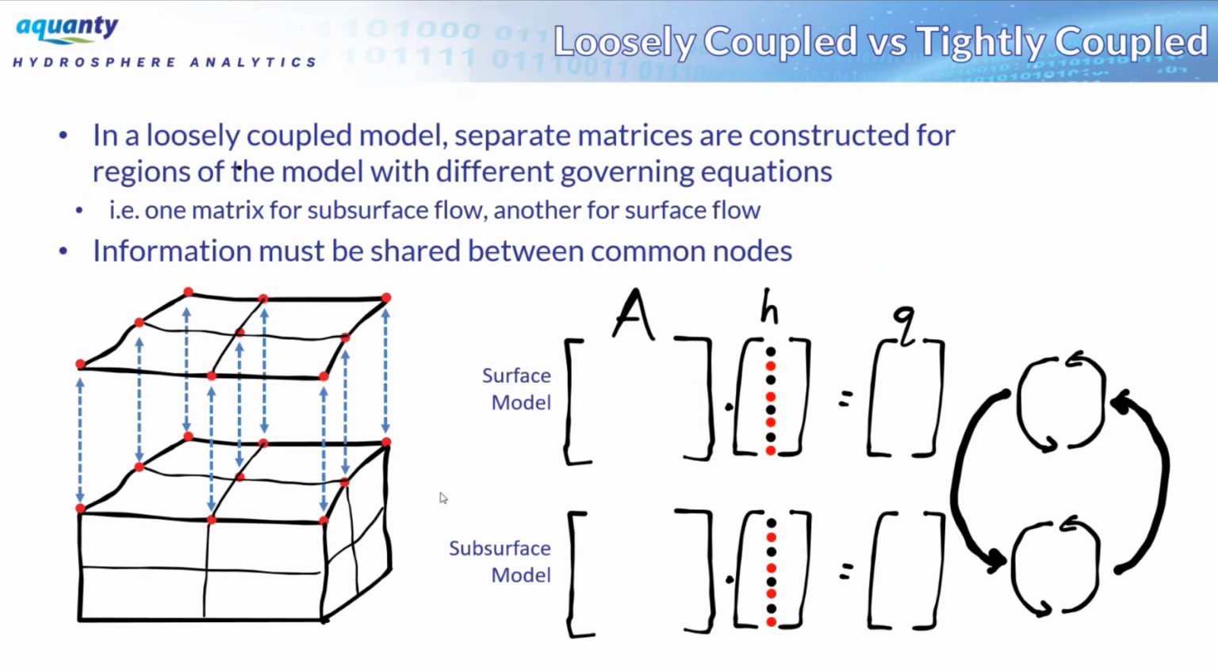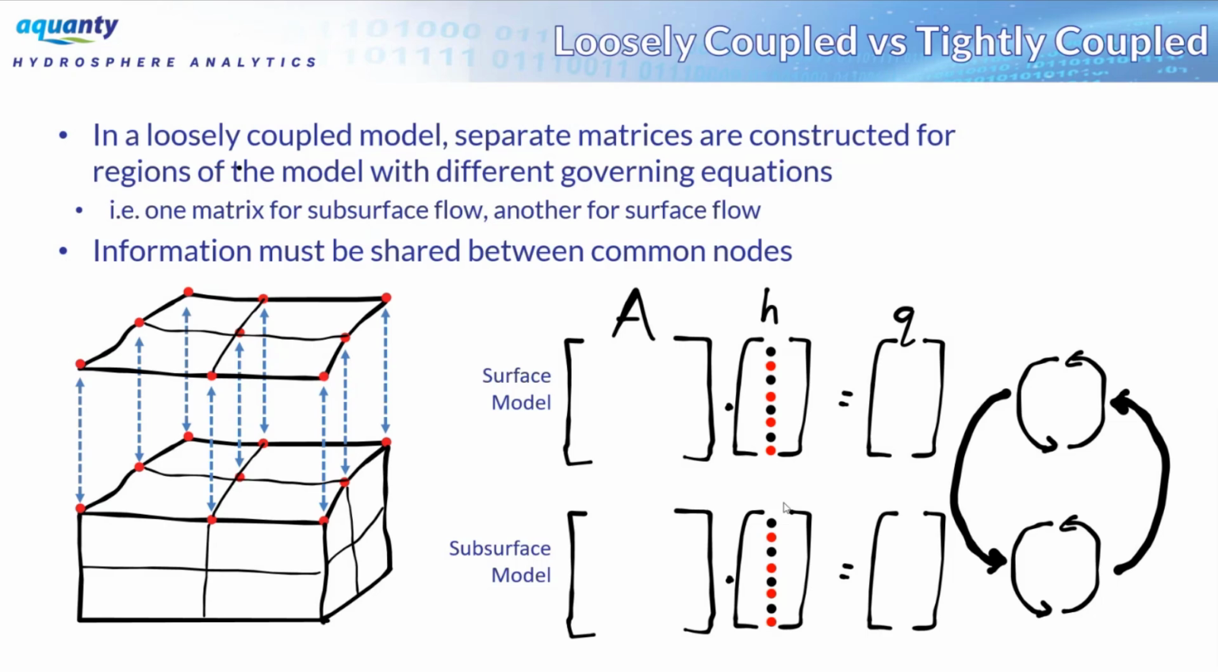Now, the difference between a loosely coupled model and a tightly coupled model is illustrated here. With a loosely coupled model, you have separate matrices of equations constructed for different regions of the model. You'll have one matrix for subsurface flow, for example, and another for surface flow. These different systems of equations will have some nodes in common. If you superimpose a surface water flow model on top of a three-dimensional subsurface mesh, you'll have these shared nodes, represented here as the red dots within your head vector.